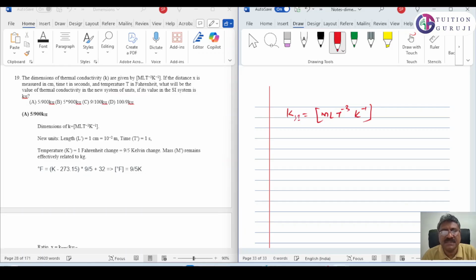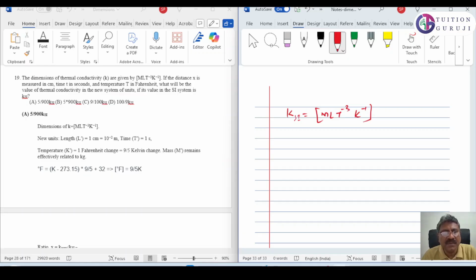The dimensions are already given. Now if it is changed, if distance is measured in centimeter instead of meter, so in the SI system L is in meter but now it is centimeter. Time is the same, in seconds. Temperature, instead of Kelvin, is in Fahrenheit. So what will be the value of thermal conductivity in the new system of units? That is the question.